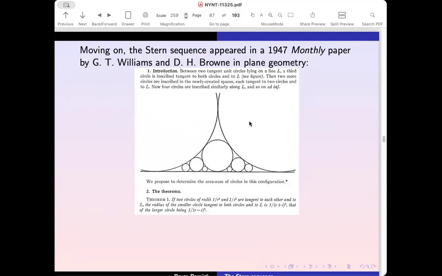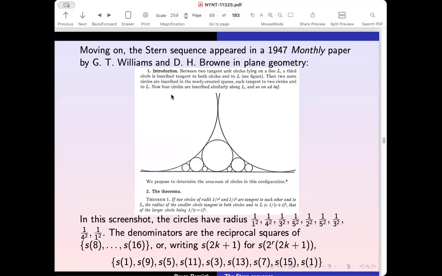Brown. You start with 2 circles of radius 1 that are tangent to a line. And then you draw the circles that are tangent to the previous circles drawn and the line. And what they prove is that if your original circles had radius 1 over r squared and 1 over s squared, then the smaller circle you get underneath them has area 1 over (r plus s) squared. So that's bringing us back into Stern land.